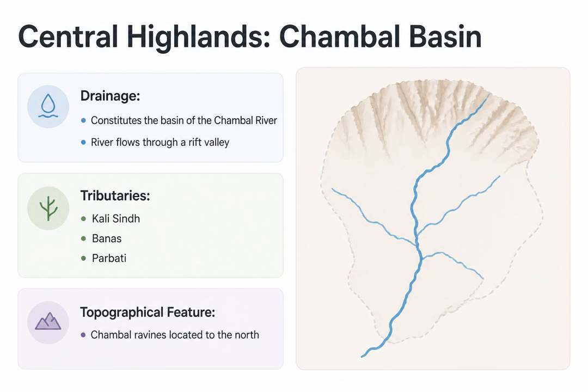Most of the Central Highlands serves as the basin for the Chambal River, which notably flows through a rift valley. The river is fed by several key tributaries, including the Kali Sindh, Banas, and Parbati rivers. As the Chambal River flows northward, it deeply cuts into the landscape, creating the famous rugged Chambal ravines.